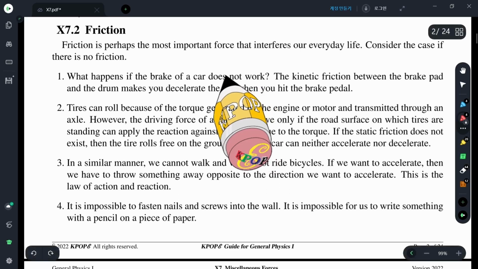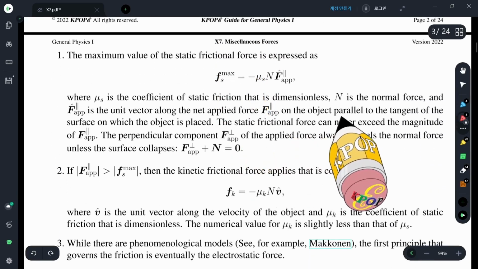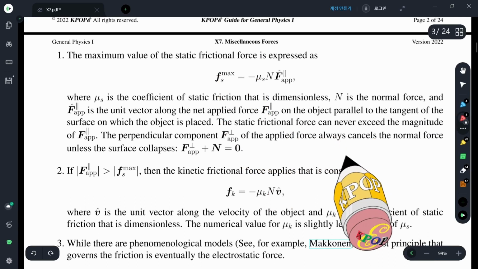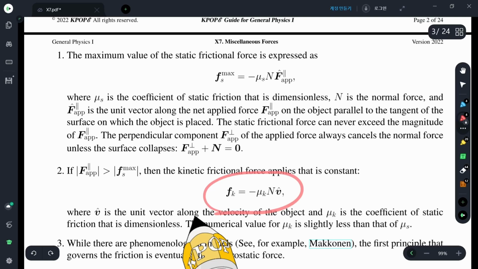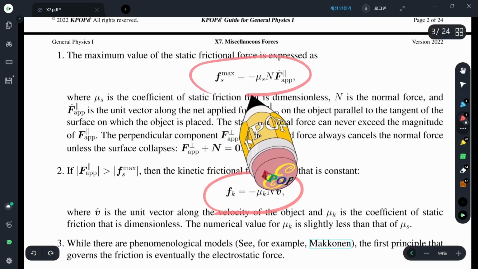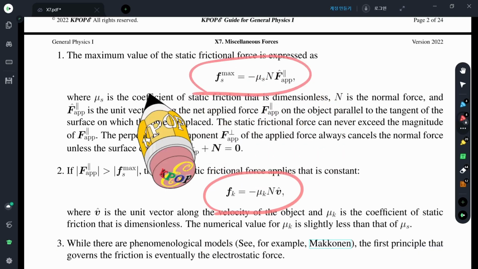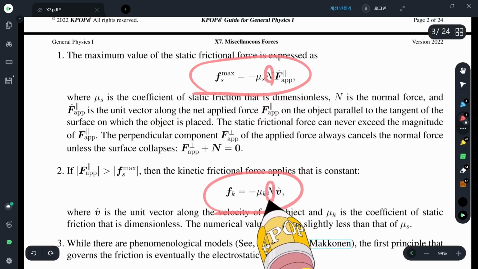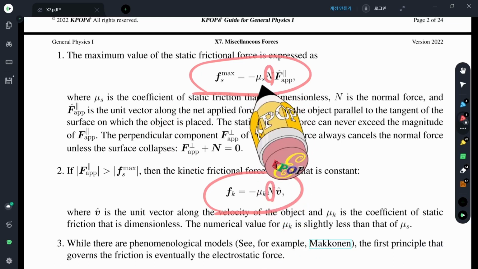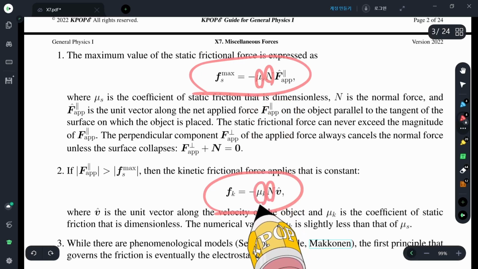Anyway, frictional force is proportional to the normal force, and there's a simple relationship. The formula for the kinetic friction is quite simple, and the formula for the static friction is a little bit complicated. They look very similar. First of all, it is proportional to the normal force. Second, it is proportional to the coefficient. What kind of coefficient? The frictional coefficient.